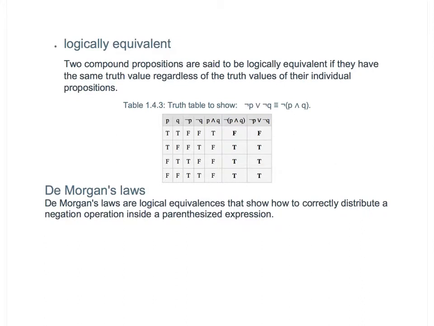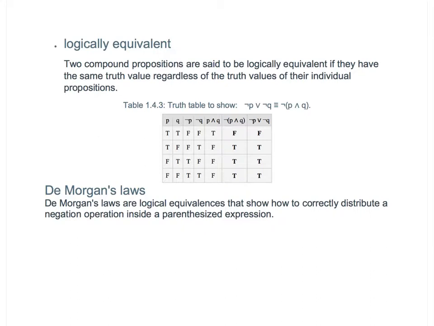For example, let's assume that we're going to show whether these two propositions are logically equivalent. On the left hand side, we have not P or not Q. On the right hand side, we have the negation of the conjunction of P and Q. So let's see if we can show whether or not these two propositions are logically equivalent. In order to do that, we need to construct a truth table for both of them. We can merge the truth table for both of them in one table, as you see here.